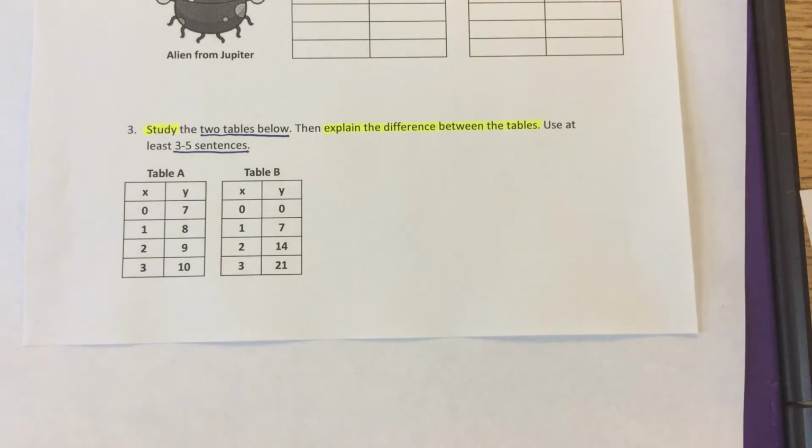And you have to use how many sentences, guys? 3 to 5. What if you want to use 6? Guess what? It says at least. At least. But if you write me 1 sentence, that's a problem. 2 sentences, that's a problem. At least 3 to 5 sentences.